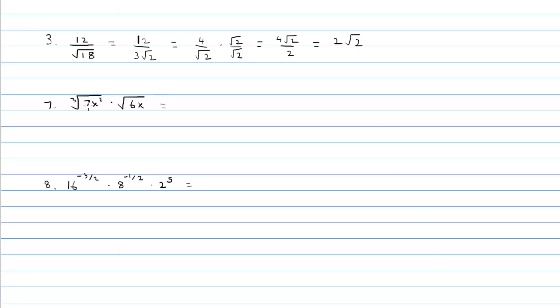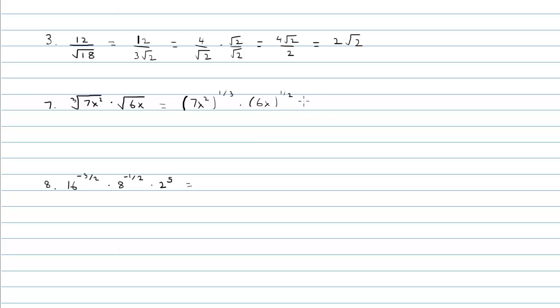This next problem here, we're multiplying two radicals with different roots. We can do that, but we need to think about fraction powers. So we're going to change our cube root to 7x squared to the 1/3 power. We're going to change our square root to 6x to the 1/2.